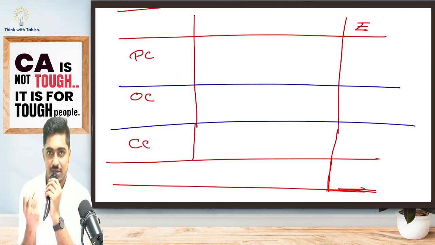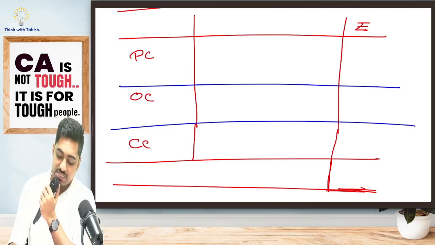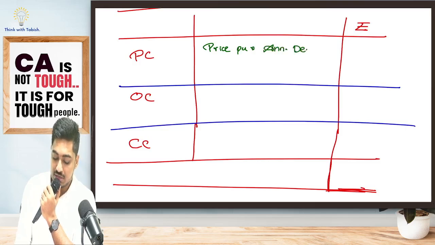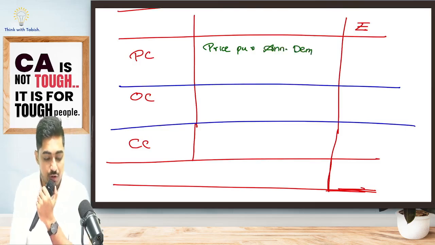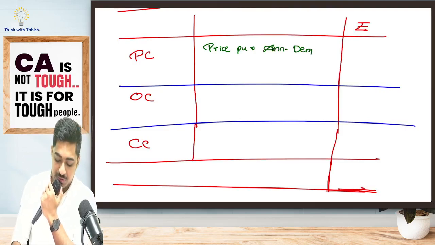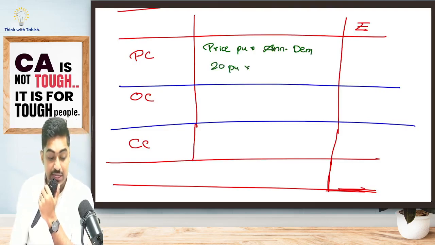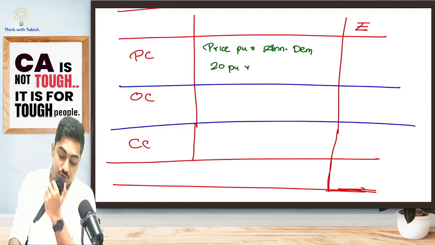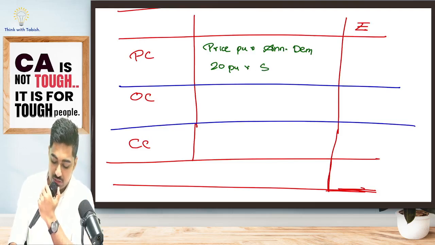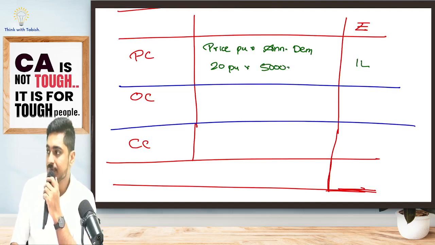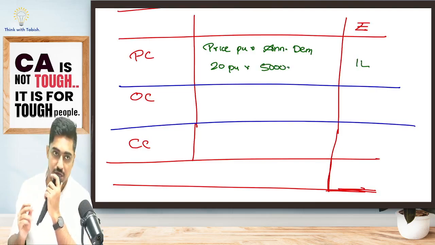2 minutes now, we'll finish it off. Tell me, it is purchase price per unit into annual demand of raw material. Tell me for every unit how much I have to pay. Sir, 20 rupees I have to pay for every unit. Like that total how many units I want. Sir, 5,000 units I want, sir. So 20 into 5,000, is it 1 lakh? Yes or no, everyone? Okay.